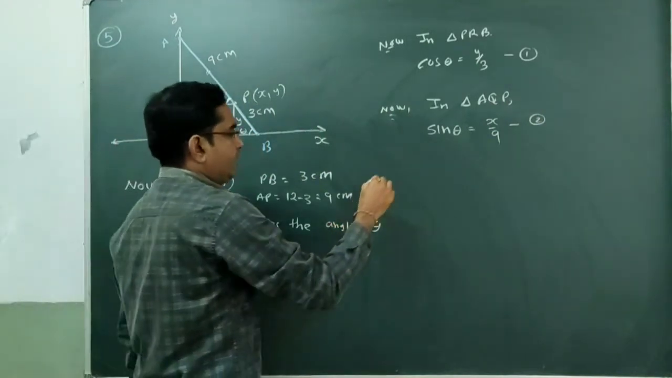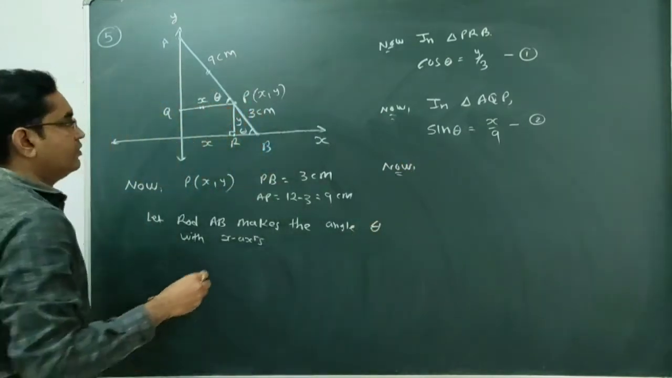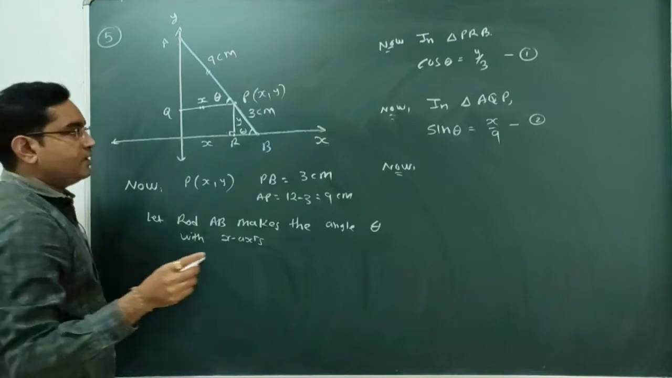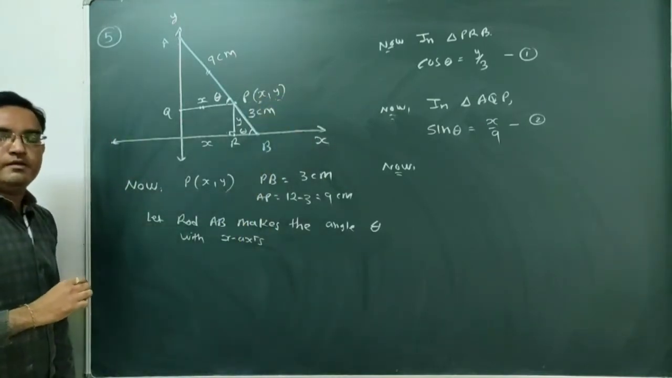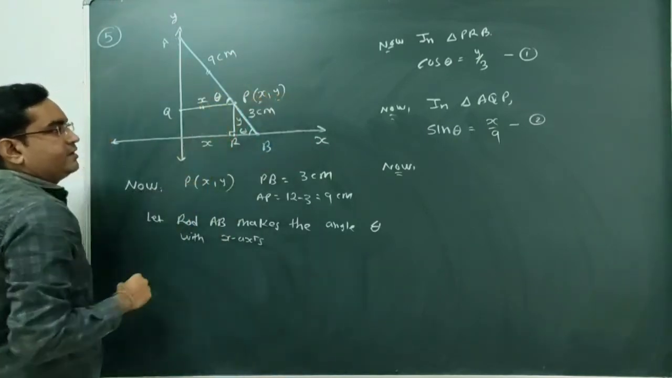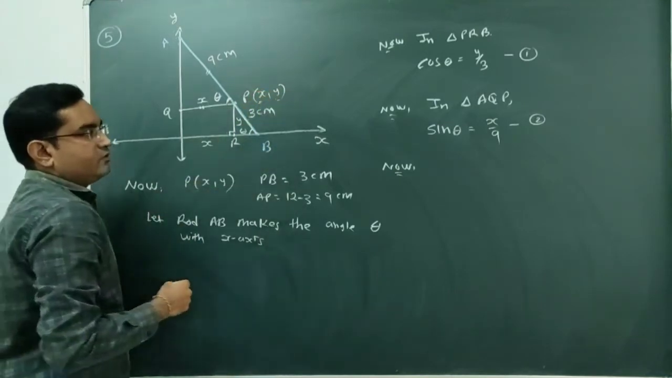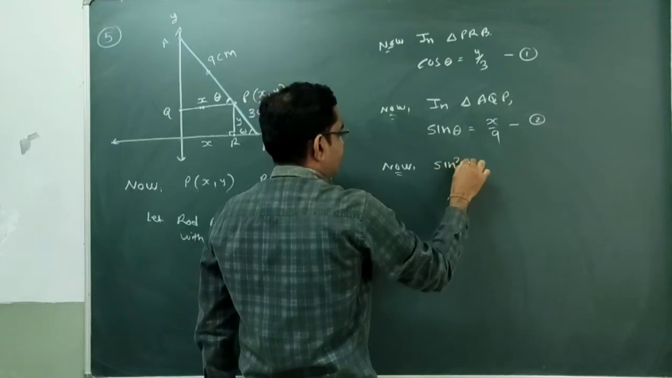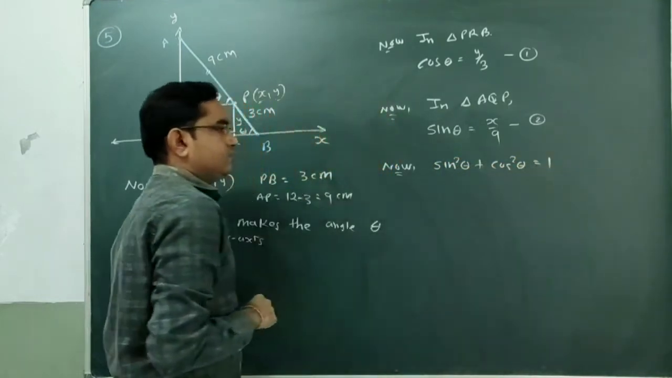Done. Now to find the relationship between x and y, you have to derive the equation of the locus of this point P. So what is the equation? Equation is nothing but the relationship between the coordinates of the point x and y, which is always true for any condition. So here you have to derive the relationship between x and y. So here we will find it by using the identity. Trigonometric identity says that sin square theta plus cos square theta equal to 1.